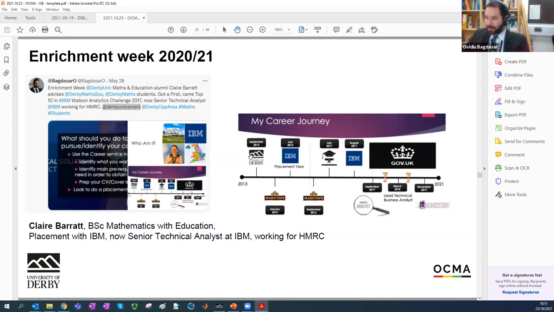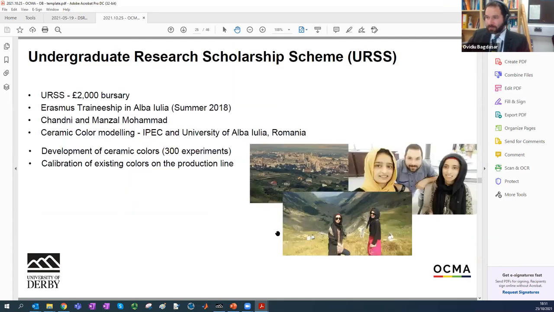And after leaving the University of Derby, she went back to IBM. And she's now a lead technical business analyst working on problems with HMRC and so on. And she has now a great career. And it all started with a maths degree, maths with education.